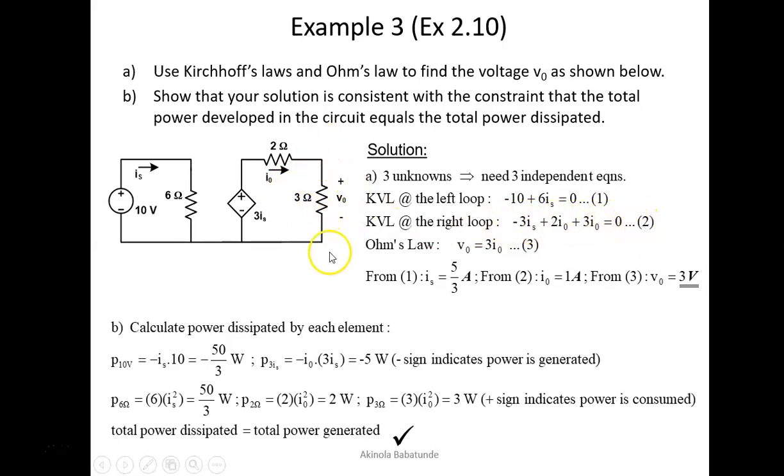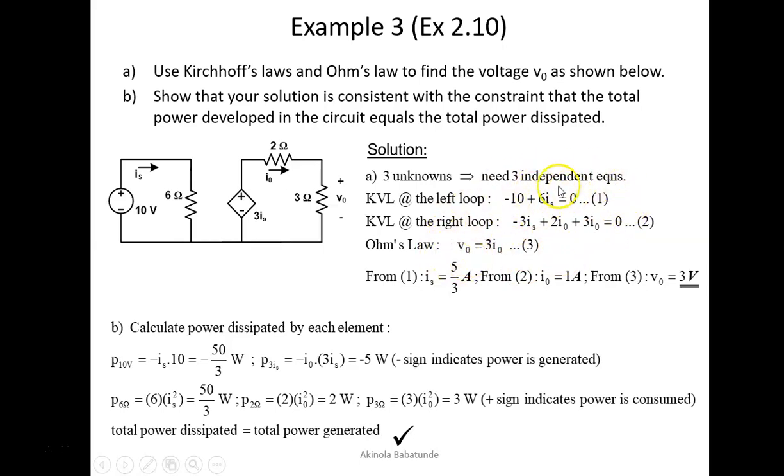And I've already told you equation 3. Our V0 is equal to IR, which is going to be equal to I0 multiplied by 3 ohms, because I0 is the current flowing through this particular resistance. So V0 equal to 3I0. That's our equation 3.